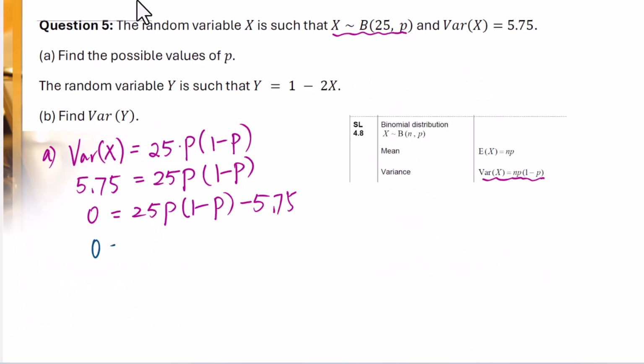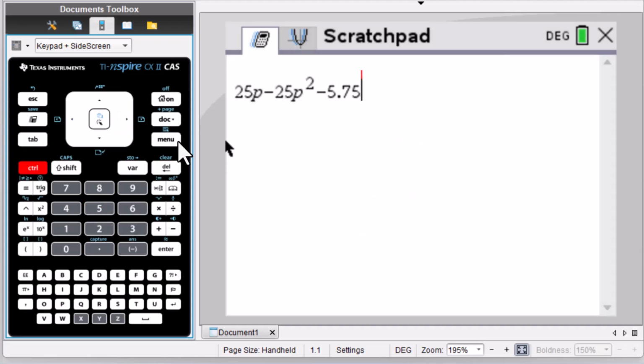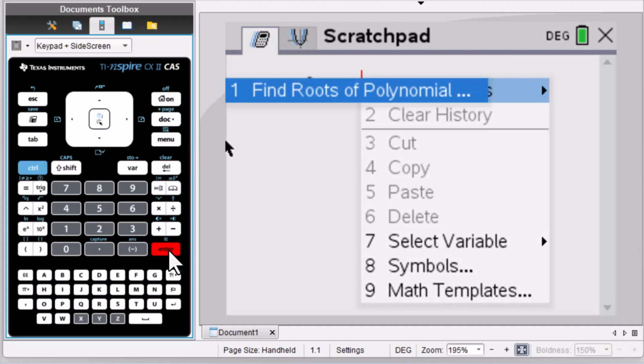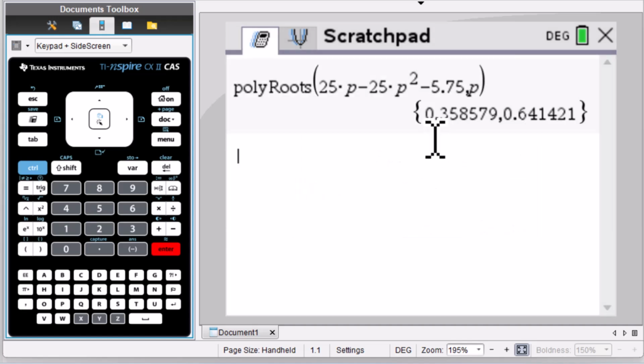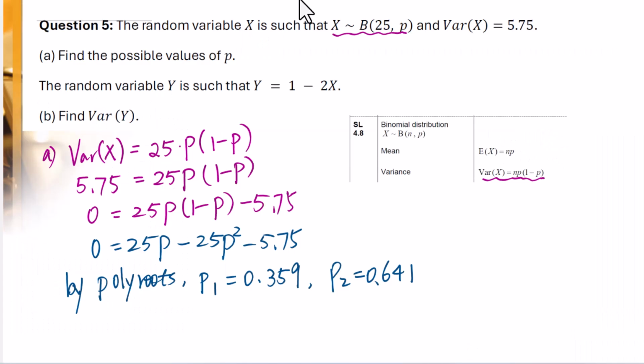So work this out: 25p minus 25p squared minus 5.75. Let's use the polyroots again. Ctrl Menu, enter, enter, enter. P equals 0.359 or P equals 0.641. From here, find the possible values of P means there are more than one value.